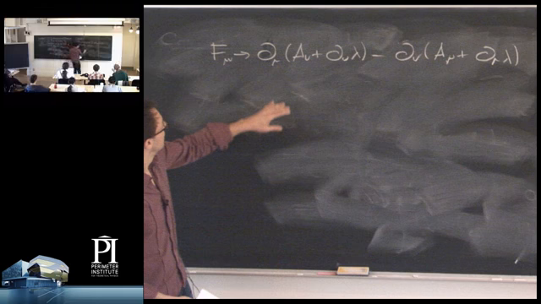You take your gauge field, and you add to it any function lambda of x that's differentiated by d mu. Okay? And we're going to require certain properties on lambda of x, like it dies off suitably quickly at infinity. But basically, it's any function you like.